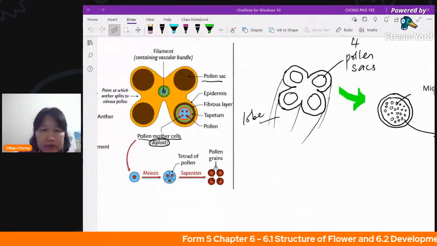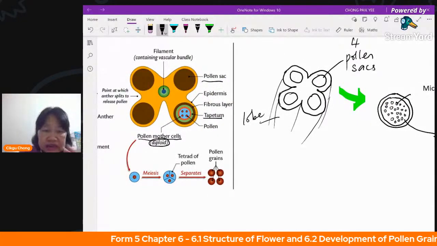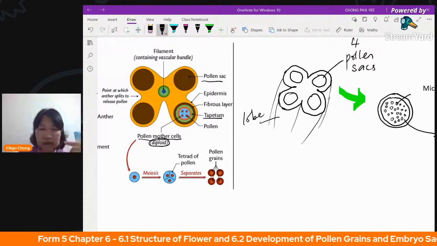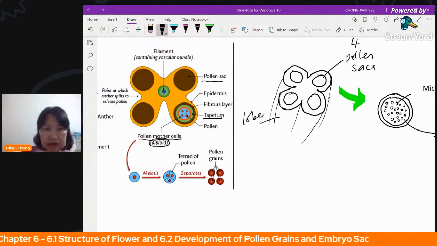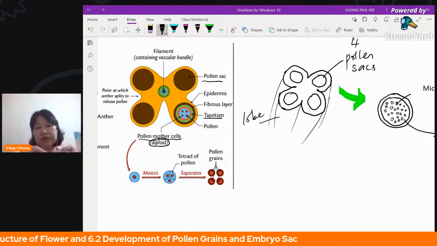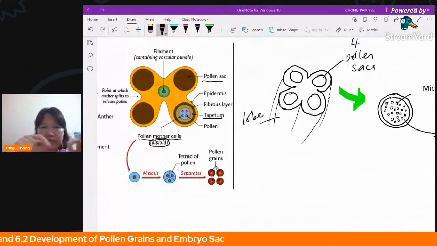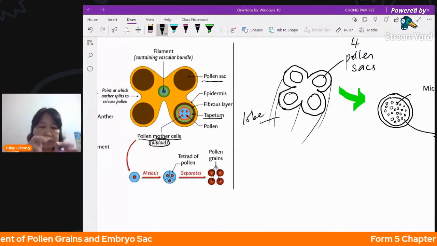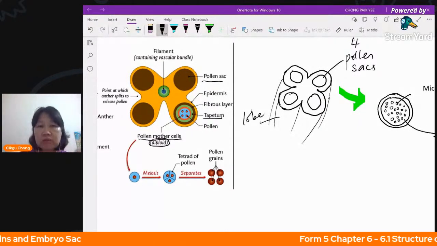Before that, let's look at this. All the layers of tissue surrounding it are called the tapetum. We have more than one layer, the fibrous layer and the tapetum. The tapetum is the tissue that surrounds your pollen sac.